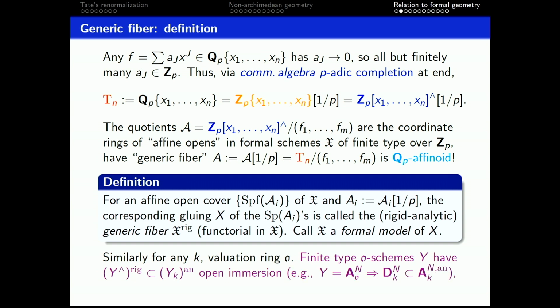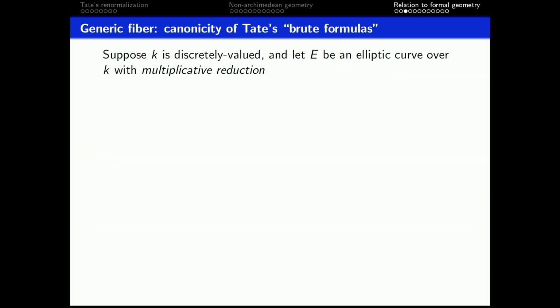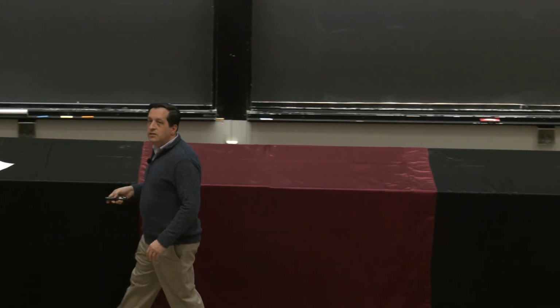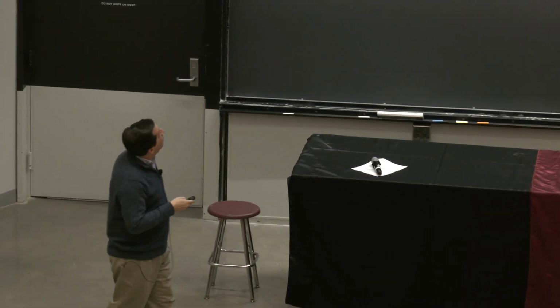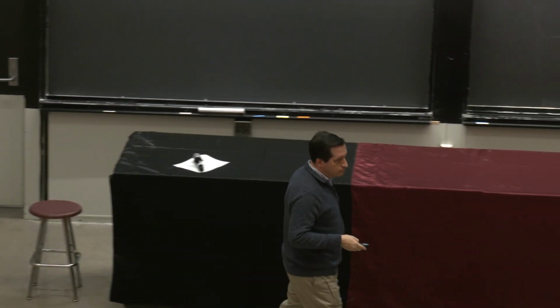For example, if you take affine n-space over the valuation ring, this completion process, rigid analytified, turns into a closed unit polydisk, whereas this side turns it into the much bigger affine space. On the other hand, in the proper setting, these wind up being the same. Okay, fantastic. So now I would like to use this viewpoint to come back to Grothendieck's complaint that Tate's construction had these brute formulas. And so let's see what's going on.